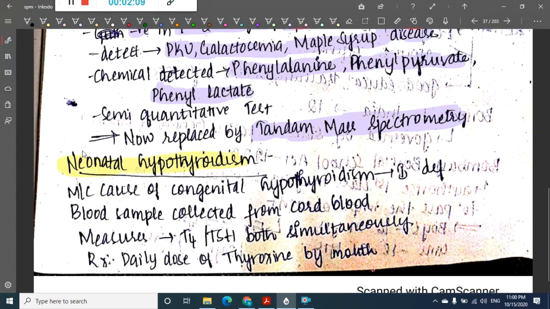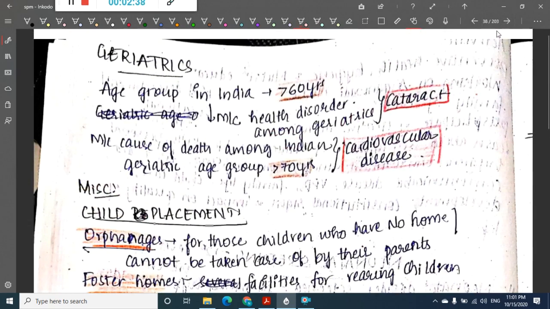Now some points about neonatal hypothyroidism. The most common cause of congenital hypothyroidism is iodine deficiency. To detect it, blood is collected from cord blood and T3 and T4 are measured simultaneously. If there is any deficiency, a daily oral dose of thyroxine is given to the baby in order to control the hypothyroidism.